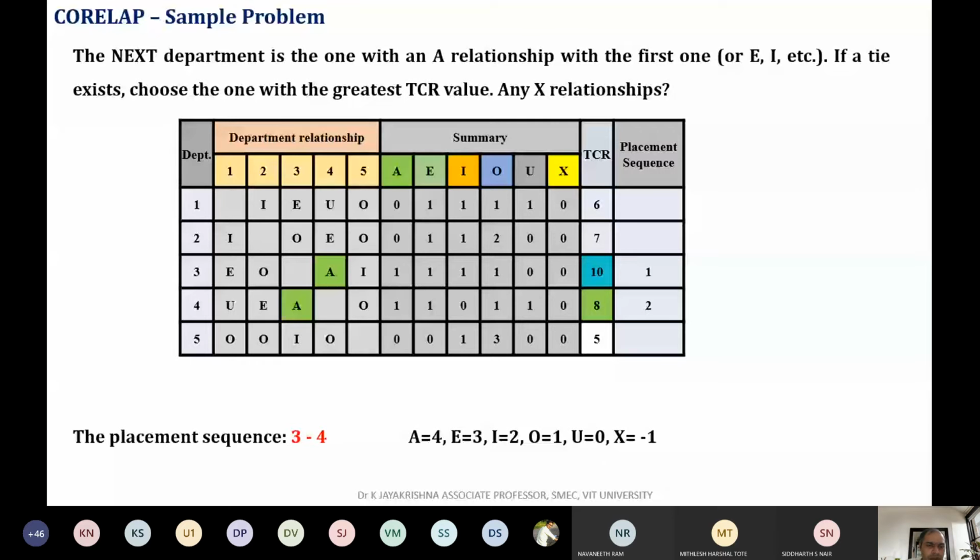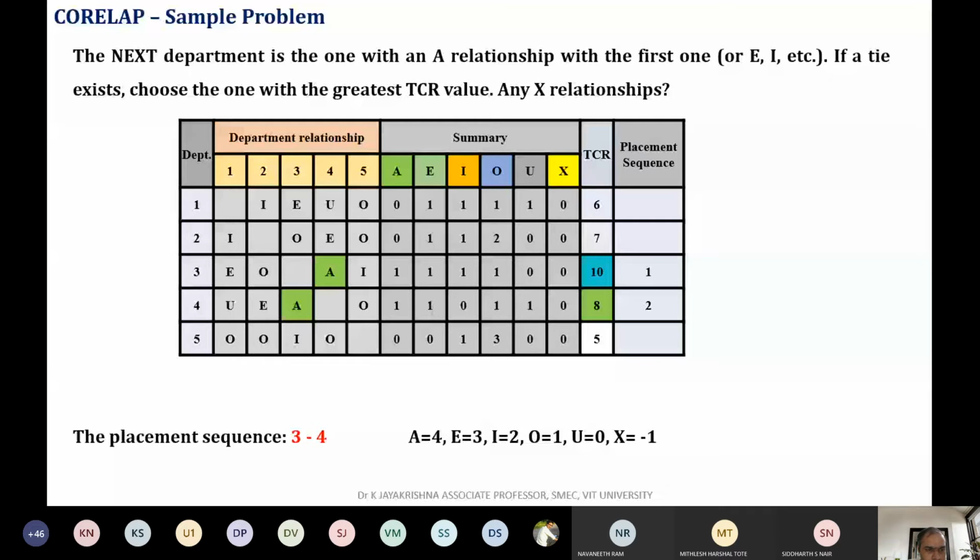Okay, so now let's go with this. Let's compare these two rows alone now. A, E, I, O, U, X. So we have to select the department which shares an A relationship with 3 and 4, or an E relationship with 3 and 4, or so on. But let's just watch the slide here. Department number 3 and department number 4 we have already allocated. So if you walk through, you will see that the third department and the first department are sharing the relationship E, correct? Say yes or no, so that I will understand whether you are clear.